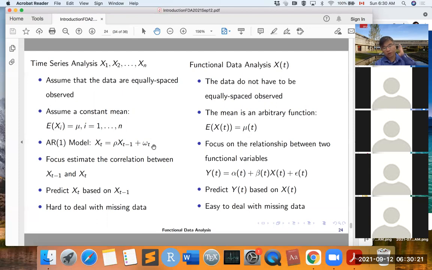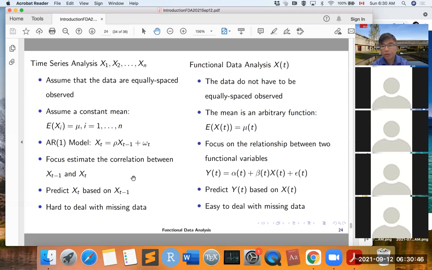And a second special thing about time series analysis is that they typically assume the time series has a constant mean. They call it a stationary time series. But in functional data, we actually assume the mean to be an arbitrary function.